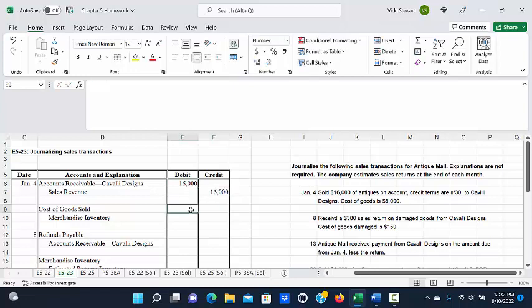We also need to record the cost of goods sold, which the problem gave us as $8,000. So debit cost of goods sold for $8,000 and credit merchandise inventory for the same amount.